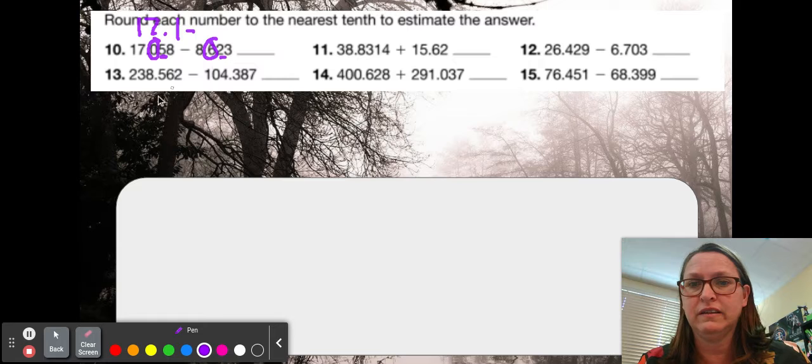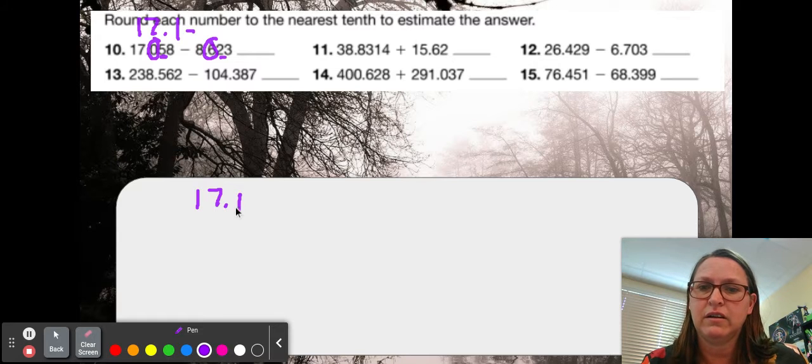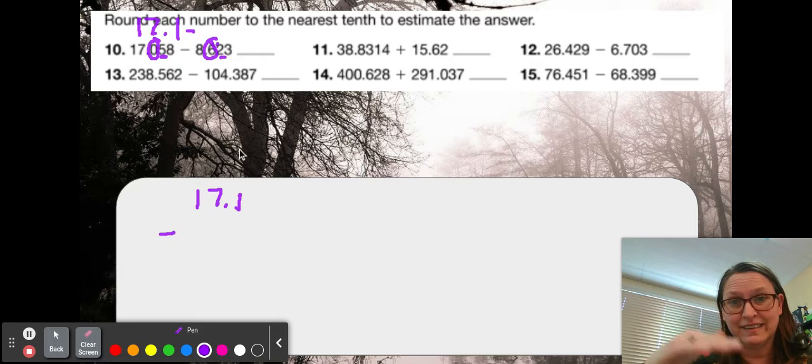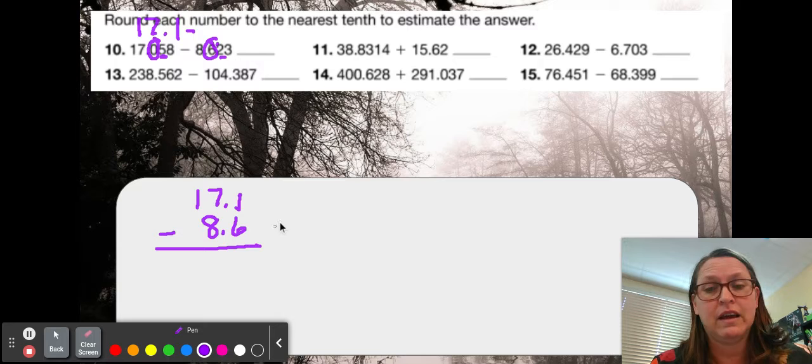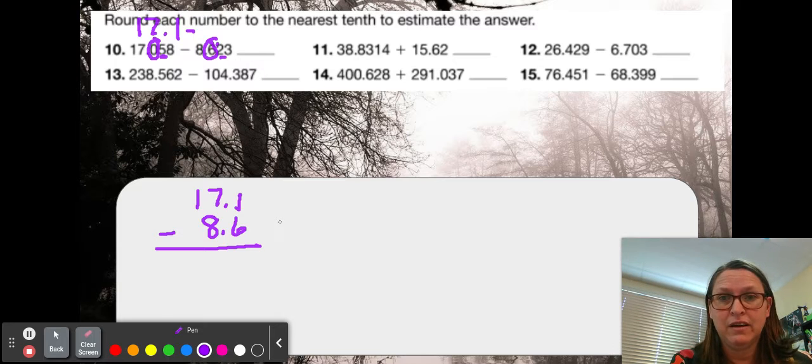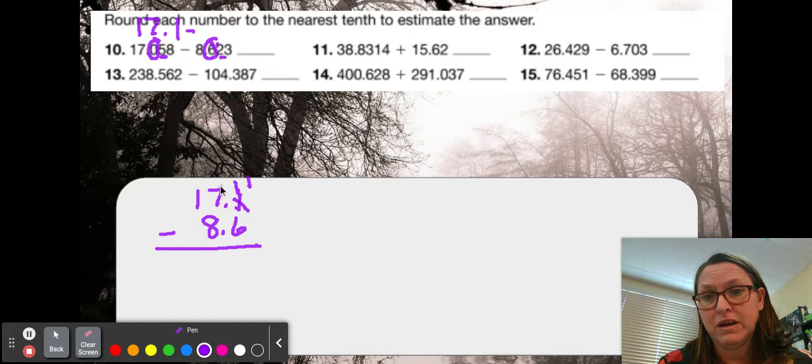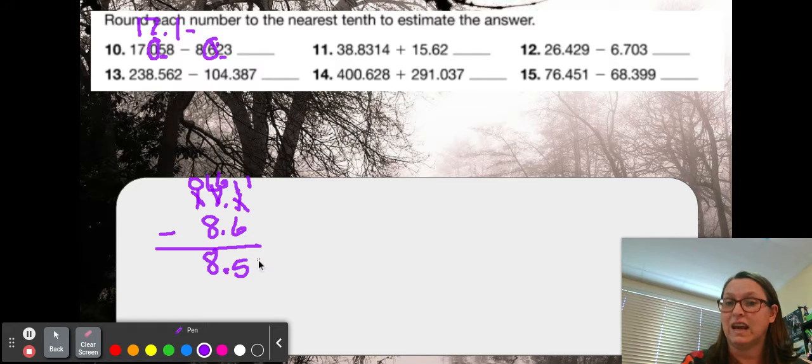17.1 minus, let me put it down here, minus 8.6232 is 4 or less, let it rest, so it stays 8.6. Now I have my decimal points lined up, so the next thing I am going to do is borrow. So my 1 becomes 11 and my 7 becomes a 6. 11 minus 6 is 5. 6 minus 8 I can't do, so I have to borrow. My 1 will become 0. My 6 will become 16. 16 minus 8 is 8, so my answer would be 8.5.